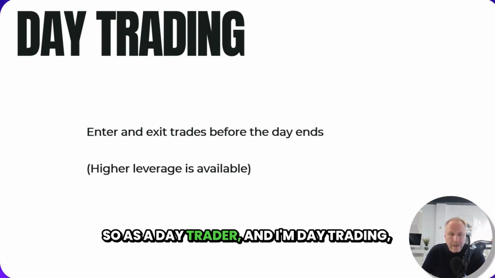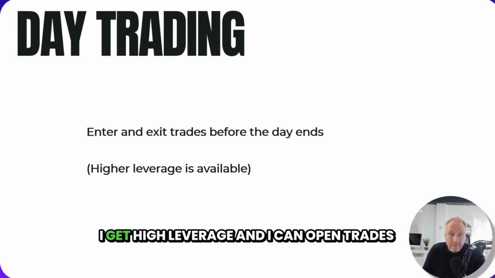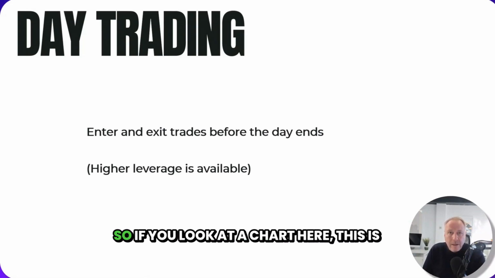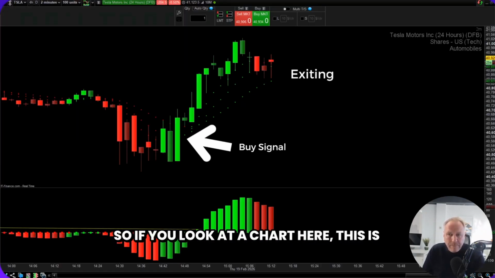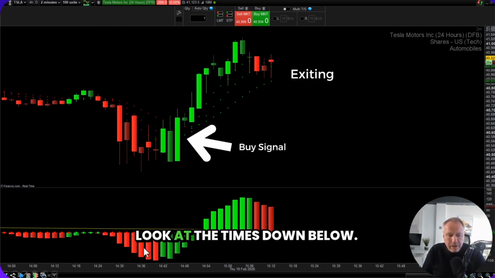So as a day trader, I enter and exit trades before the day ends. I get high leverage and I can open trades by borrowing money from the broker in that short period during the day, all right? So if you look at a chart here, this is Tesla, and look at the price of Tesla, 405. We get a buy signal here. Look at the times down below.